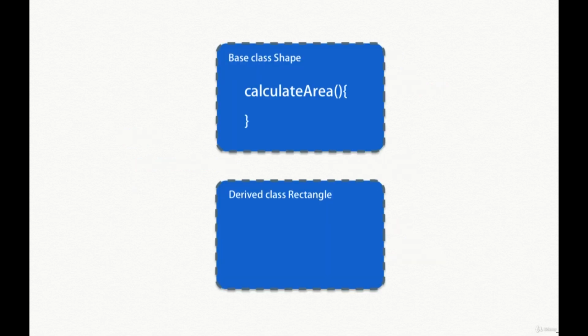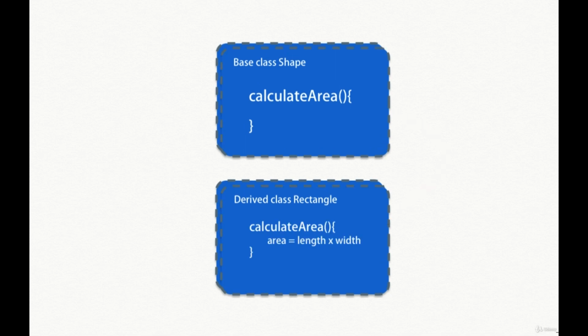Now we have the concept of base and derived class. If we have a calculate area function in our base class, the derived class automatically has that function. That is our concept of inheritance. So if we have a shape class as a base and it has a calculate area function, then the rectangle class, that is the derived class, will automatically have this function there.